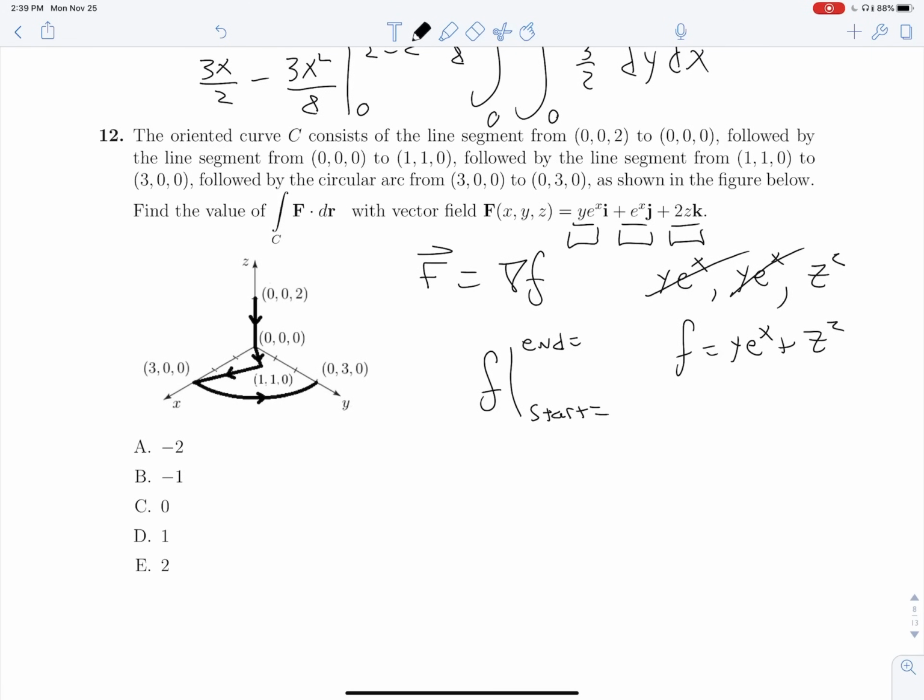So we have our potential function, and we see that we're starting at 0, 0, 2 and ending at 0, 3, 0. So really we're evaluating y e to the x plus z squared on our end value, which is 0, 3, 0, and we are subtracting from that our potential function evaluated on our start value, which is 0, 0, 2. This is going to be 4. This is going to be 3. And so our answer is 1.